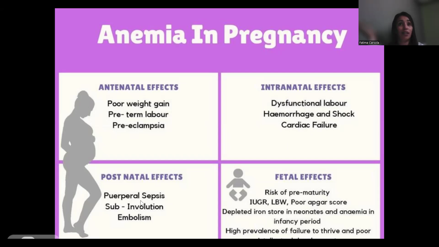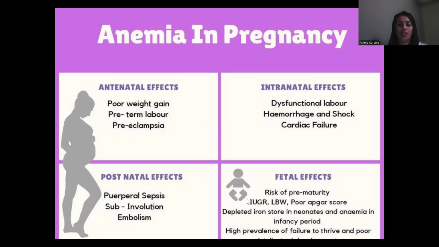Because if you are anemic, of course your immune system is not really working, and then there could be subinvolution. When we say subinvolution, there could be a delay in the return of the reproductive organs to their normal position, and that could be problematic. There could be a delay in the return of the reproductive organs, and embolism at that.